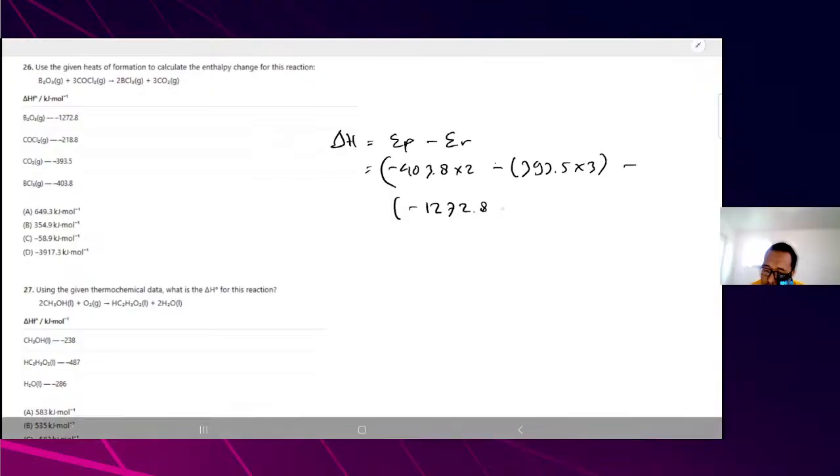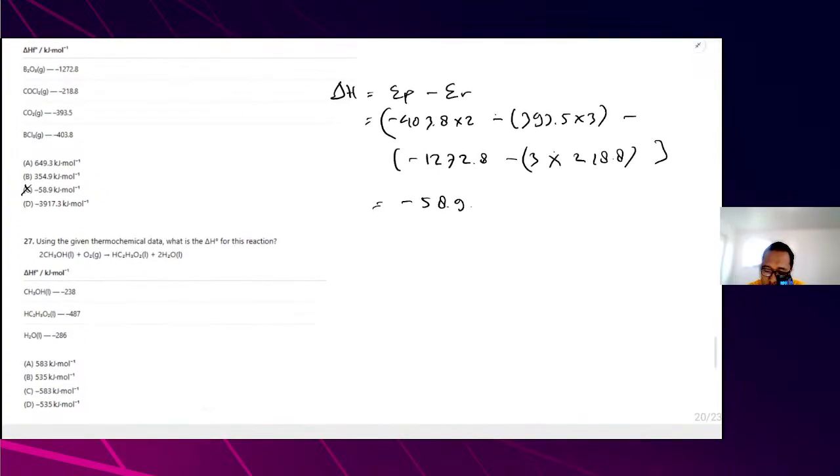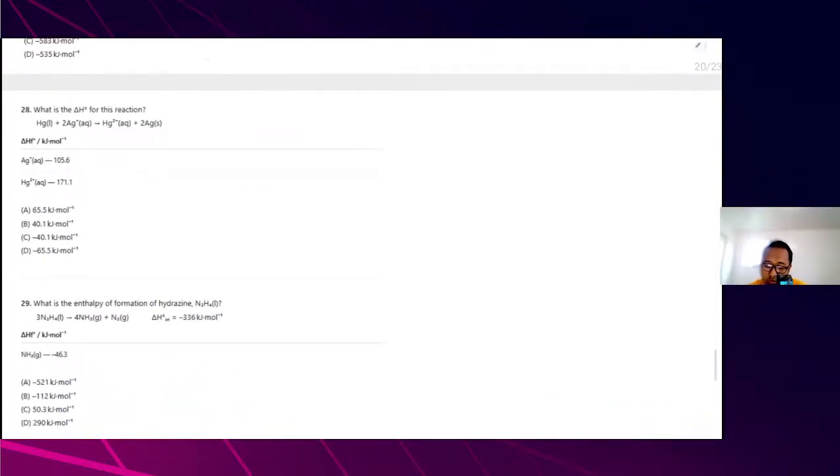And then minus 3 times. Okay. Now we end up with the answer of 50 minus 58.9. Yeah, the answer will be C. Okay, that's great. And then again, using the thermochemical data, it's still the same. There is no new thing, so we can skip this one because I assume you will get that one.